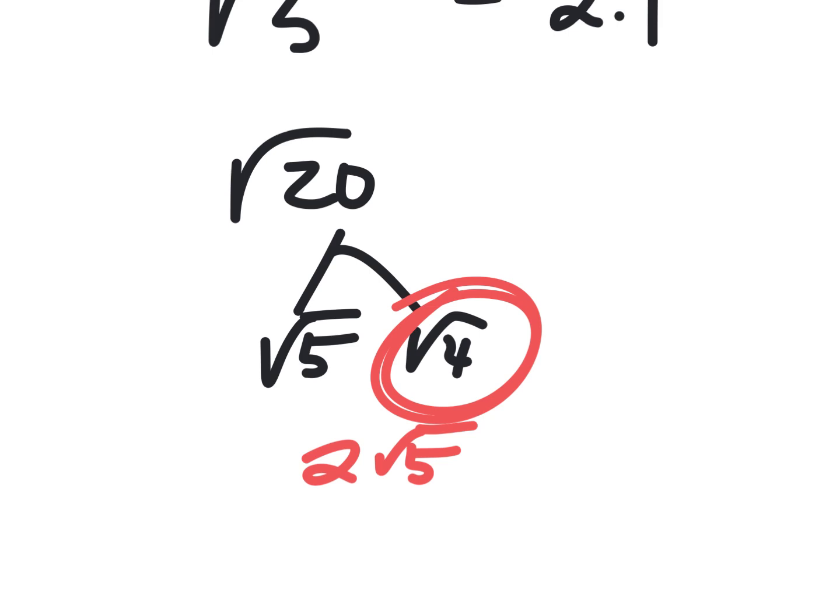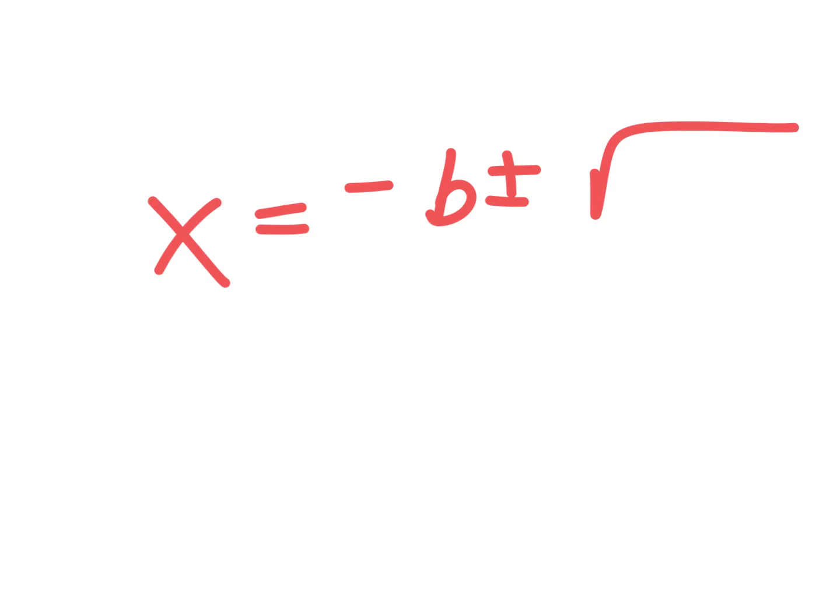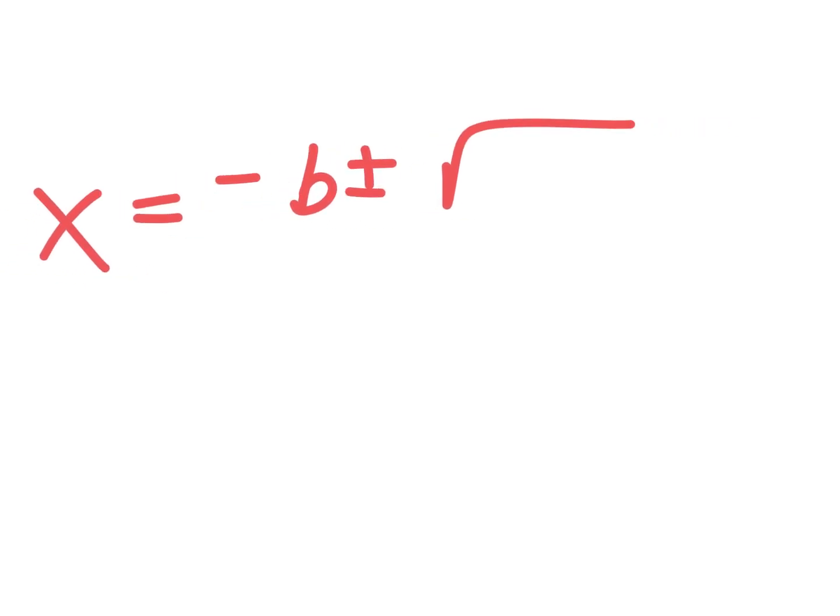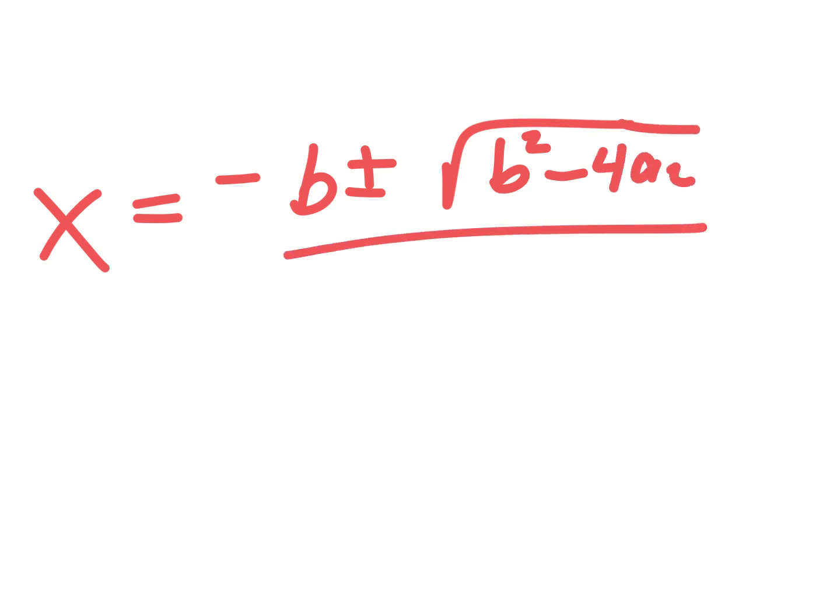Okay. And then the last thing we did is I reminded you what the big quadratic formula is. x equals negative b plus or minus the square root of b squared, what? Minus 4ac all over 2a.